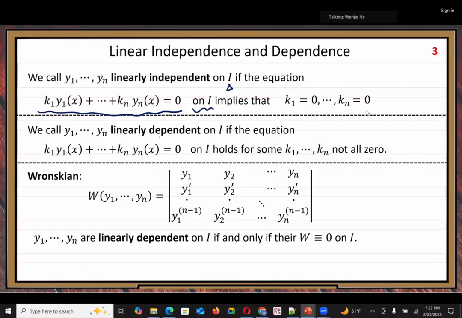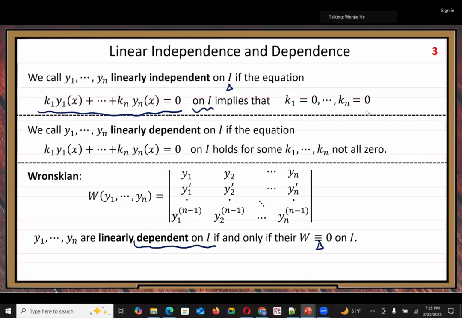So there are two results. The first one: linearly dependent on I if and only if this determinant is identical to 0 on the whole interval I. So in this case, we use the identical to 0 condition.